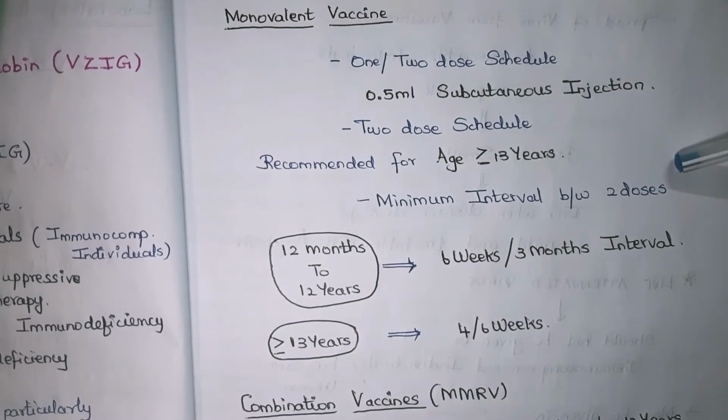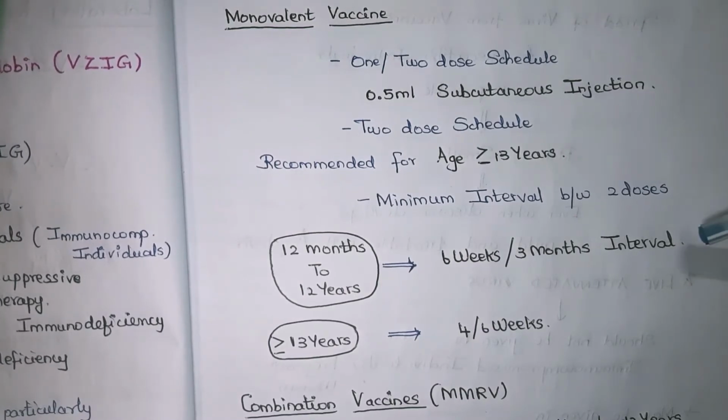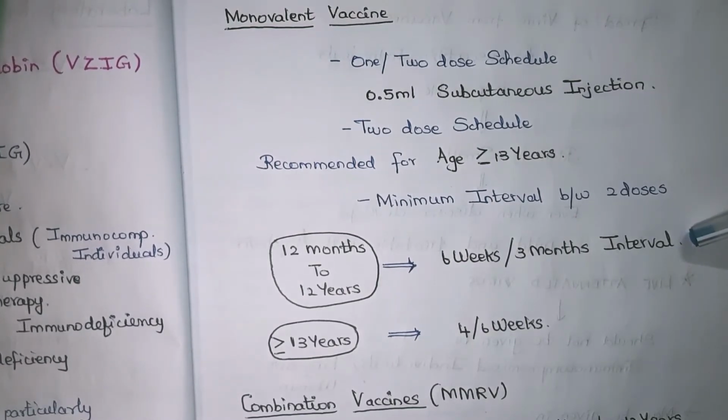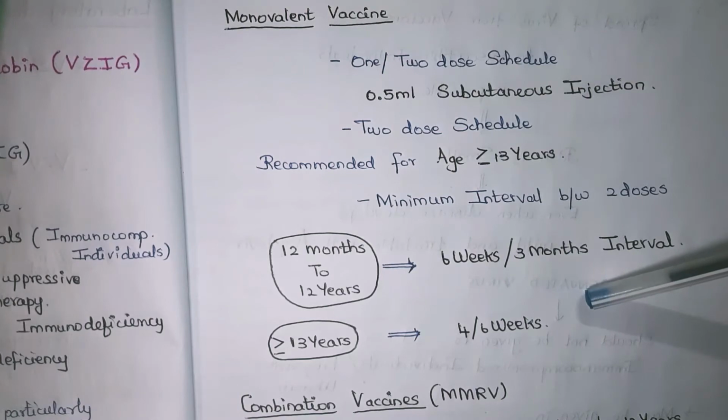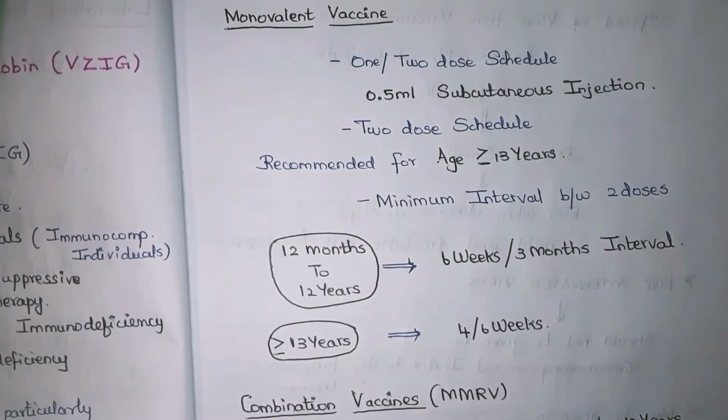The minimum interval between the 2 doses should be kept in mind: a 6 weeks to 3 months interval for 12 months to 12 years old children, and for 13 years and above, a 4 to 6 week interval should be given between the first dose and second dose.